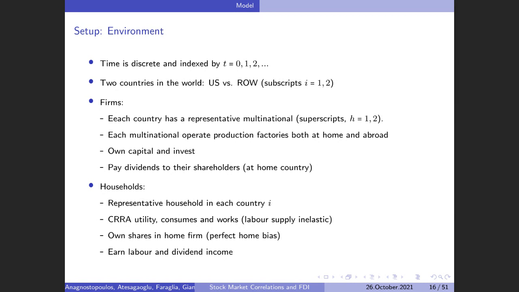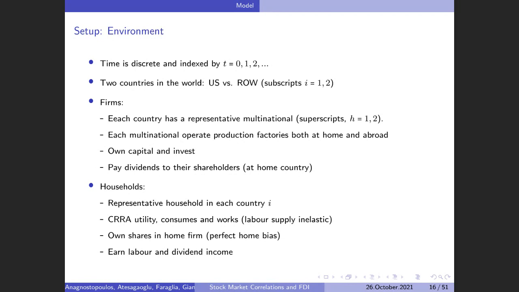Now, the firms. Each country has a representative multinational. By the way, in the notation, that's quite important to clarify. The countries will show up in the subscripts in the variables. In the subscripts, we're going to show you the country. The firms will show up in the superscripts. So each country has a representative multinational.